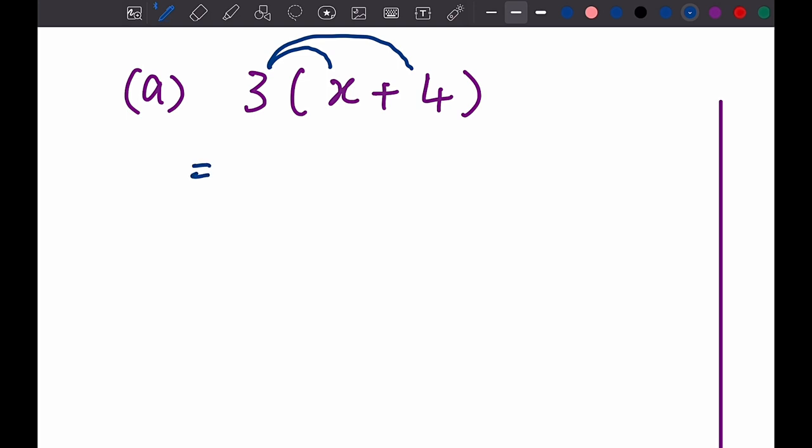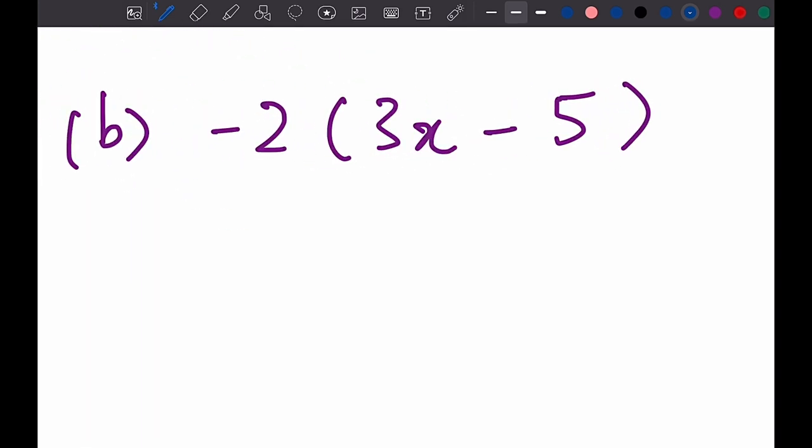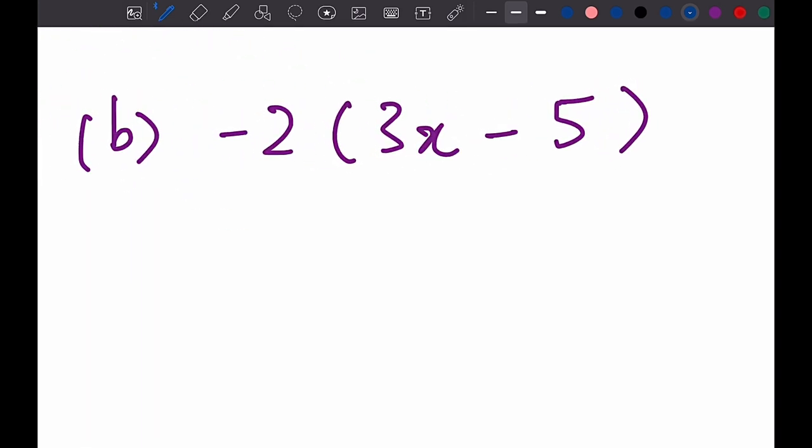So we have 3 multiplied with x, so that's going to give us 3x, right? And next, 3 multiplied with 4 is going to give me a 12. Okay, next, what happens if there is a negative number outside of the bracket? So again, we still distribute this negative 2 to the other two numbers.